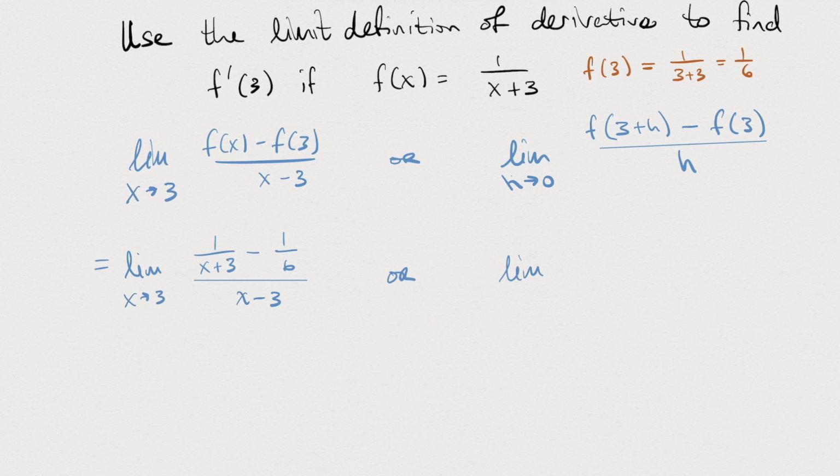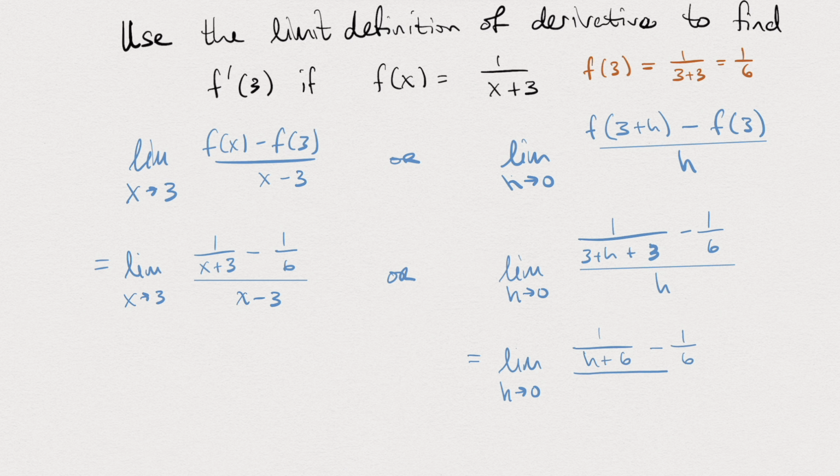Over here we're going to get something pretty exciting. F of 3 plus h is going to look like, well, we just replace the x with a 3 plus h. So this gives us 1 over 3 plus h plus 3, minus f of 3, which we found was 1 over 6. And this simplifies to 1 over h plus 6 minus 1 over 6, over h.